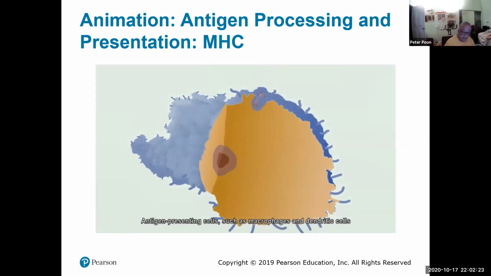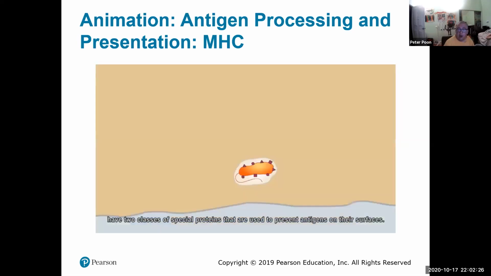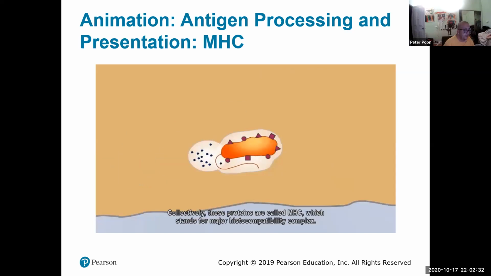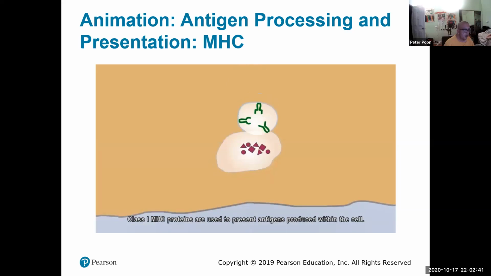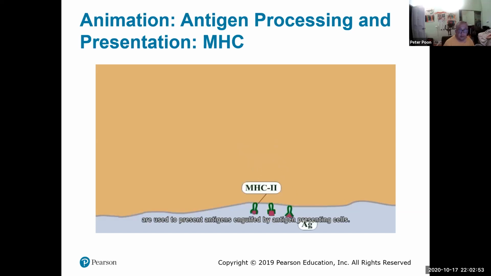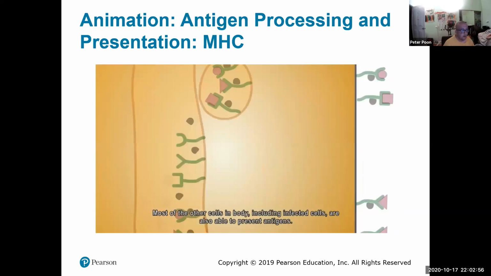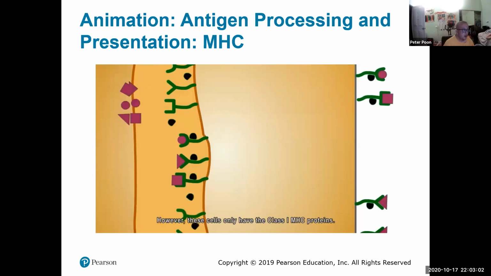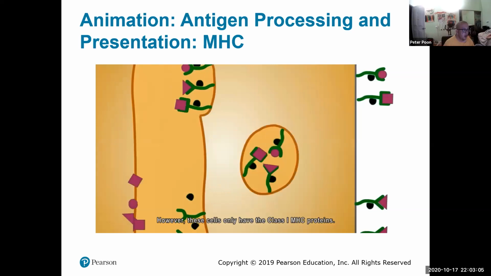Antigen-presenting cells, such as macrophages and dendritic cells, have 2 classes of special proteins that are used to present antigens on their surfaces. Collectively, these proteins are called MHC, which stands for Major Histocompatibility Complex. Class 1 MHC proteins are used to present antigens produced within the cell. A different class of MHC proteins, Class 2 MHC proteins, are used to present antigens engulfed by antigen-presenting cells. Most of the other cells in the body, including infected cells, are also able to present antigens. However, these cells only have the Class 1 MHC proteins.